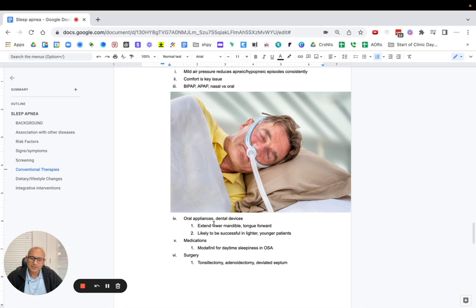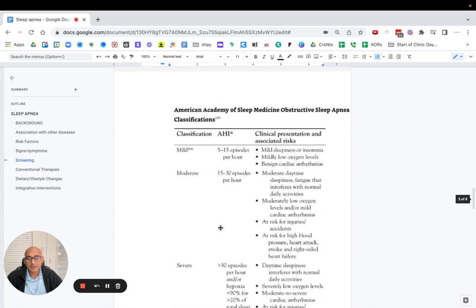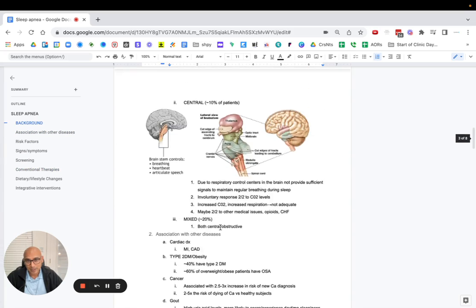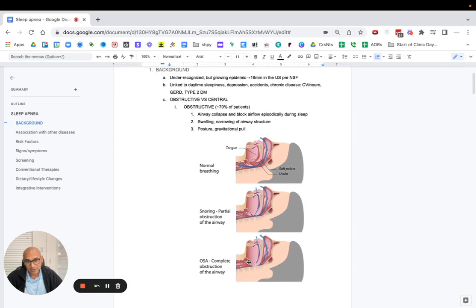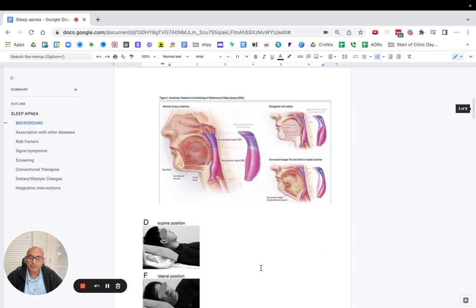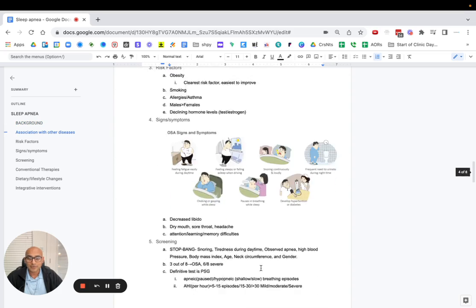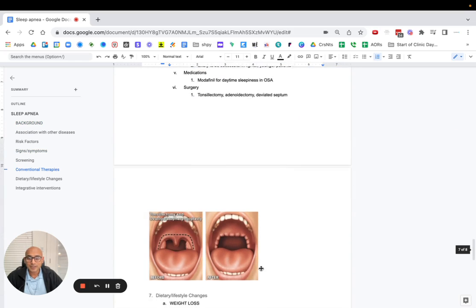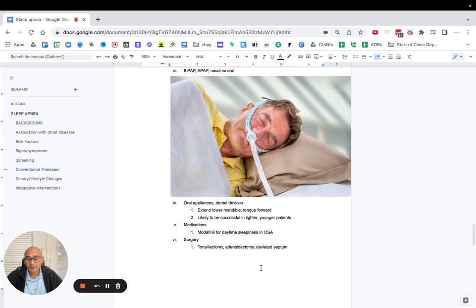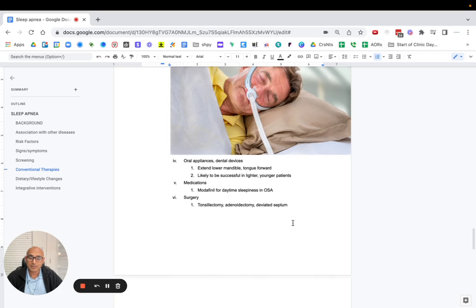Oral appliances and dental devices. So there are certain dental devices that you wear, and they'll actually pull your mandible forward. And so, as you can see, when you pull it forward, you're more likely to pull the tissue forward that may be obstructing your oropharynx, right, back of your throat. And for certain individuals, that seems to work. In my experience, this seems to work with mild and moderate sleep apnea, not so much with severe, although your experience might vary.